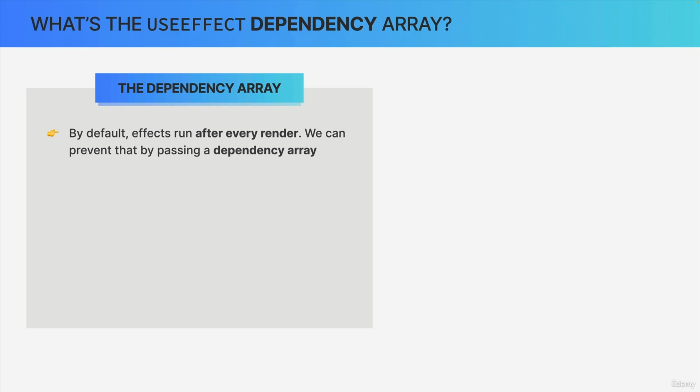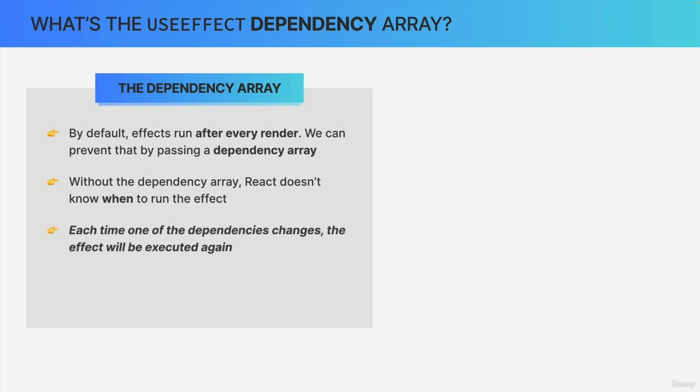But why does useEffect actually need an array of dependencies, you might ask? Well, the reason is that without this array, React doesn't know when to actually run the effect. But if we do specify the effect dependencies by passing in the dependency array, the effect will be executed each time that one of the dependencies changes. And we will come back to why this is so amazing in the next slide. But for now, this is all you need to know.